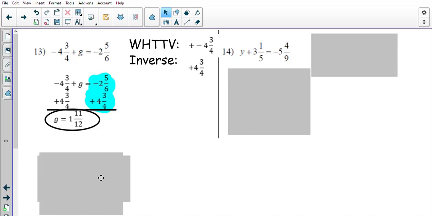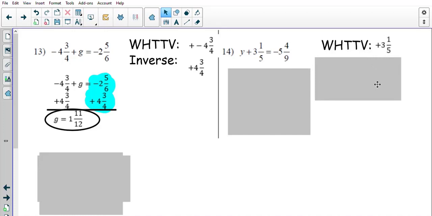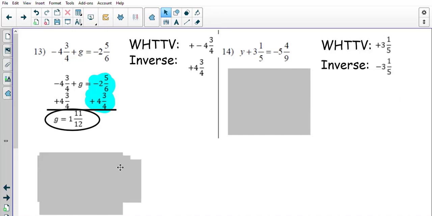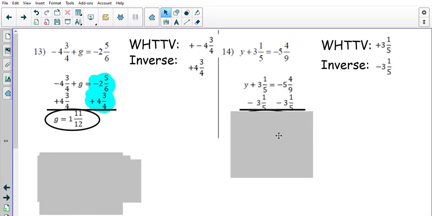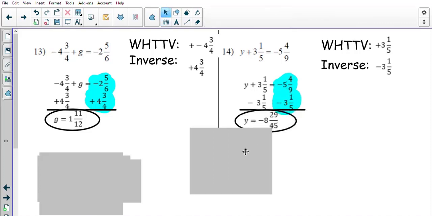All right, last one here. Y plus 3 and 1/5 equals negative 5 and 4/9. What's happening to the variable is we're adding 3 and 1/5. So the inverse is to subtract 3 and 1/5. Let's show that on both sides. It's going to cancel out on the left-hand side. What you're going to plug into your calculator is negative 5 and 4/9 minus 3 and 1/5 to get negative 8 and 29/45.